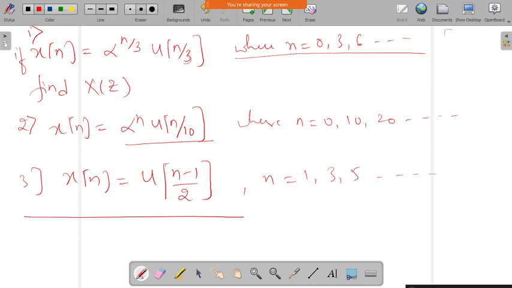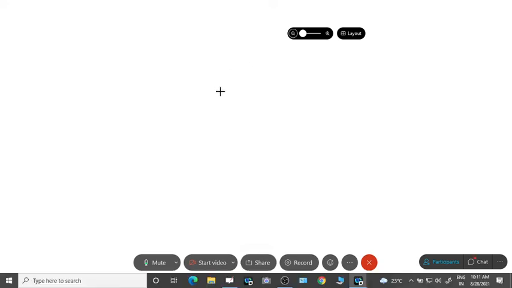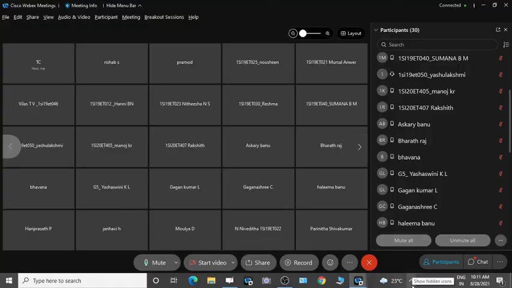So try to solve all these three, and then we will see the other problems. Okay, so we'll stop here. You try to solve, or else we'll solve in the next class. Okay, wait for a minute.